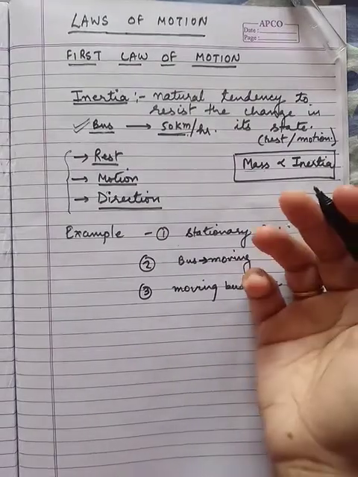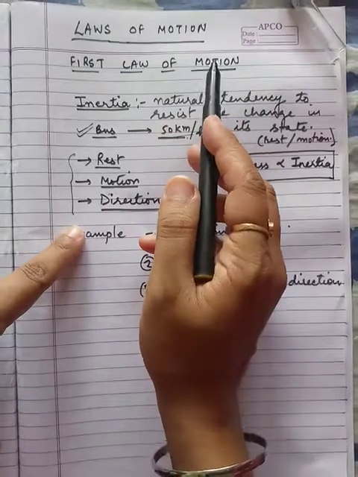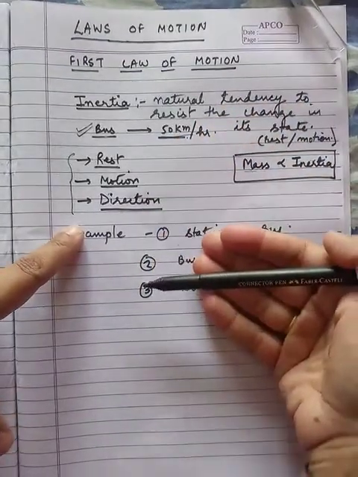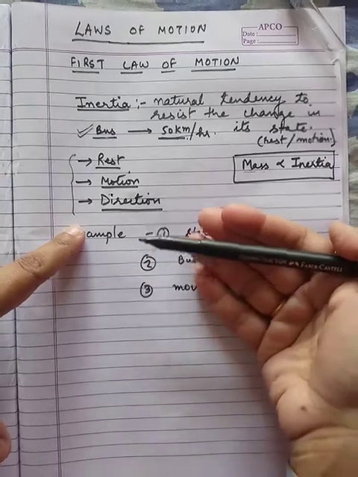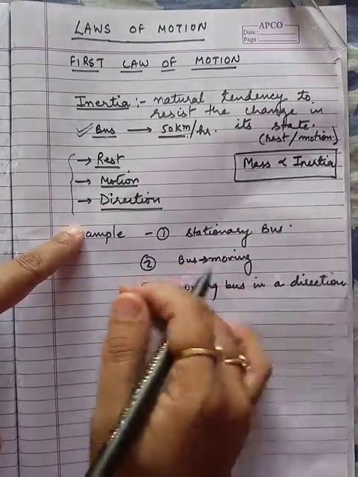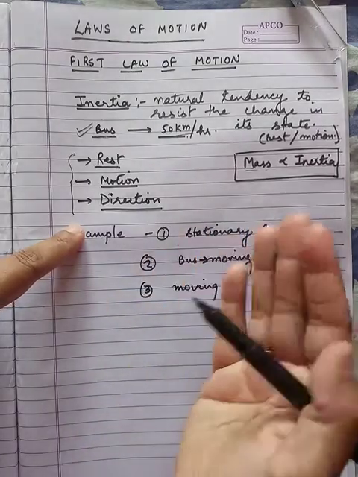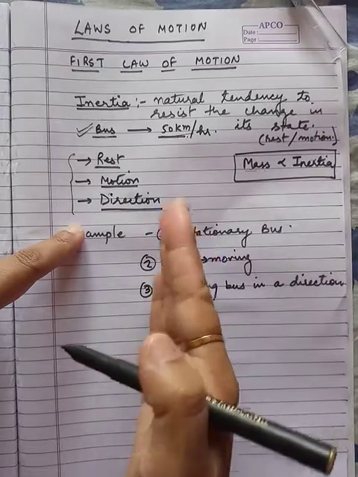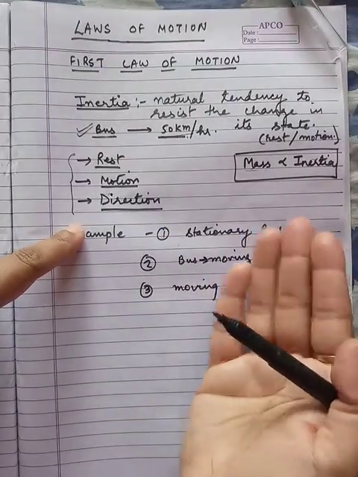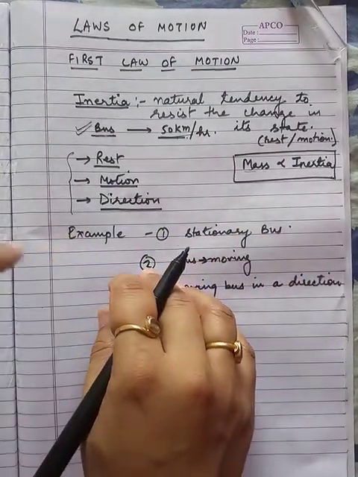So let's move on to the main topic, that is the first law of motion. The first law is very similar to the concept that we have understood just now. The first law says that if an object is in motion or at rest, then it will try to remain at rest or in motion unless and until any external unbalanced force is applied on that object, right?